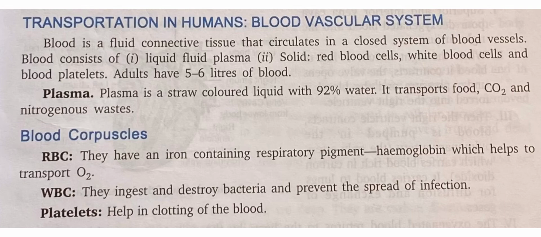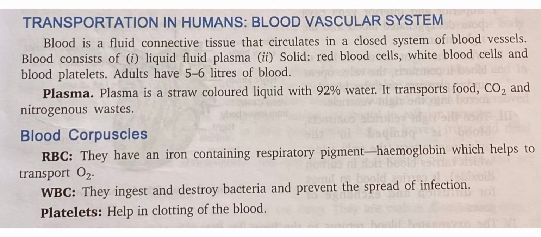So students, let us see the blood vascular system, that is blood. Blood is a fluid connective tissue that circulates in a closed system of blood vessels. Blood consists of a liquid fluid, that is plasma, and solids, that is red blood cells, white blood cells and the platelets. So the liquid part of blood is plasma and the solid cells in it are RBC and WBC along with blood platelets. Adults have 5 to 6 liters of blood. First of all, plasma. Plasma is a straw colored liquid with 92% water. It transports food, carbon dioxide and nitrogenous waste.